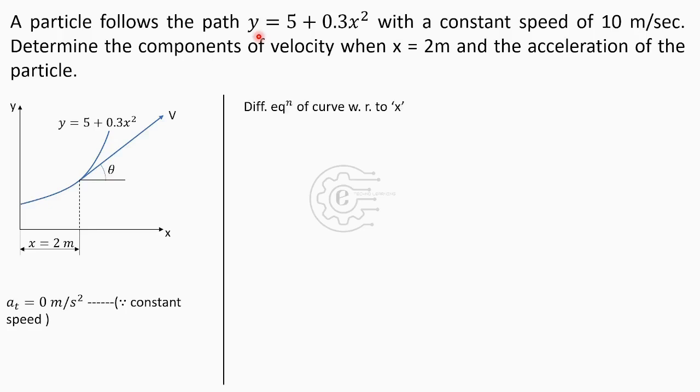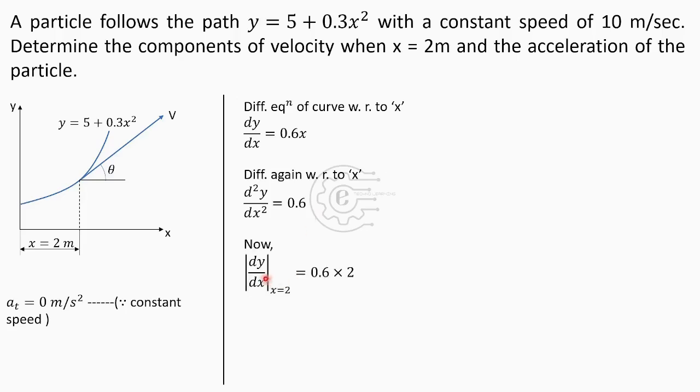So we write differentiating equation of curve with respect to x, dy by dx will be equal to 0.6x. Then again differentiating with respect to x, we get d2y by dx2 equal to 0.6. Now at x equal to 2 meter, value of dy by dx will be 0.6 into 2, that is 1.2, and value of d2y by dx2 will be constant, that is 0.6.